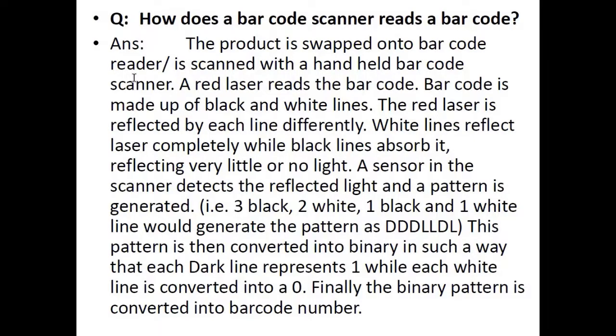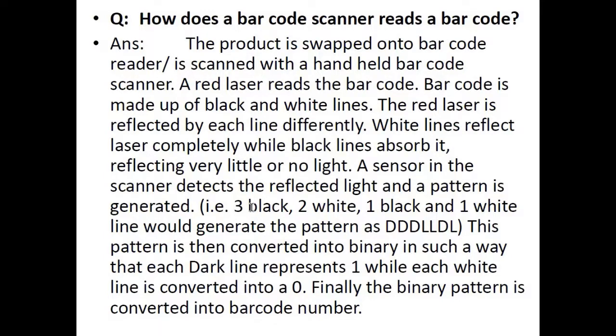How does a barcode scanner read a barcode? The product is swiped over the barcode reader or is scanned with a handheld barcode scanner. A red laser reads the barcode. A barcode is made up of black and white lines. The red laser is reflected by each line differently. White lines reflect the laser completely while black lines absorb it, reflecting very little or no light. A sensor in the scanner detects the reflected light and a pattern is generated.